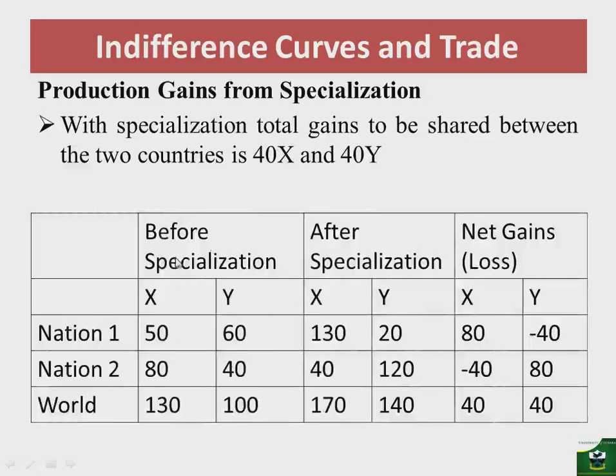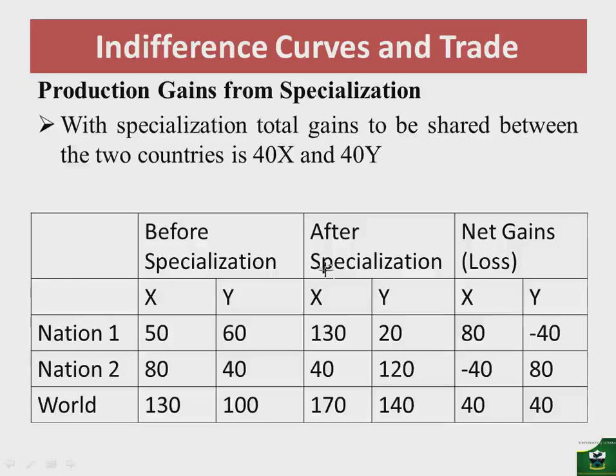So in this table, we see that before specialization, nation 1 was producing 50 units of X and 60 units of Y, and nation 2 was producing 80 units of X and 40 units of Y, which means that the world production, given that we only have two nations in the world, will be 130 of commodity X and 100 of commodity Y. Now suppose that we allow the two nations to specialize in the production of a commodity of each nation's comparative advantage. It means we are going to see a change in the volumes of production.